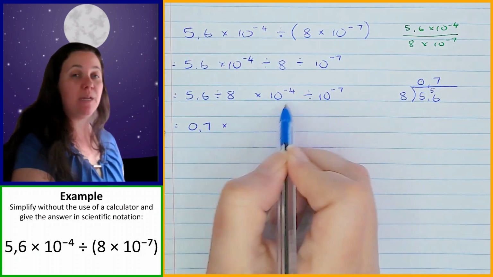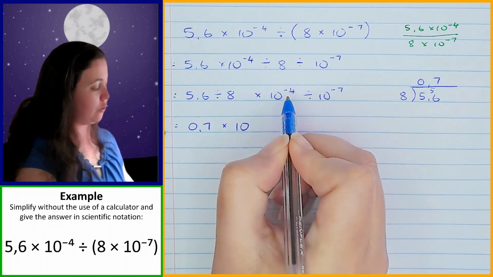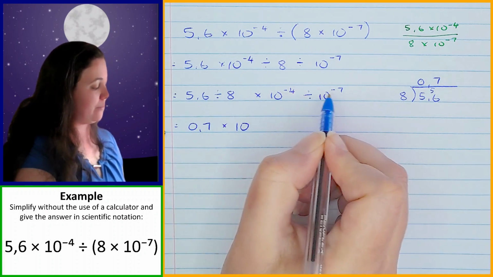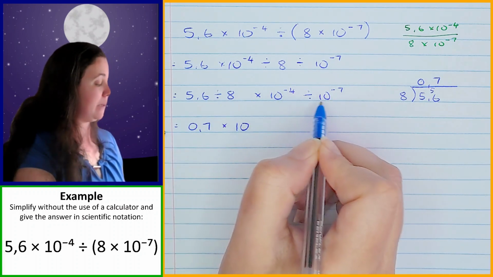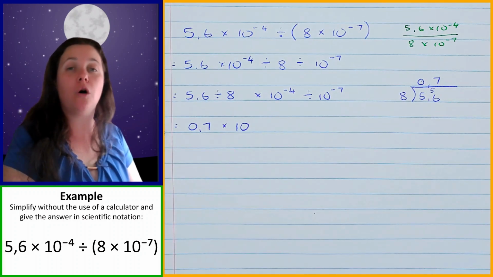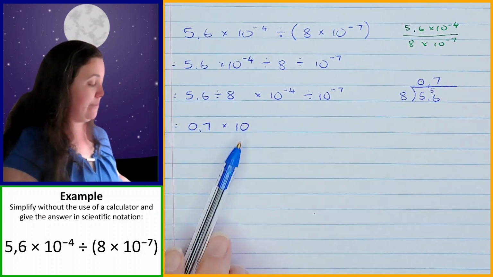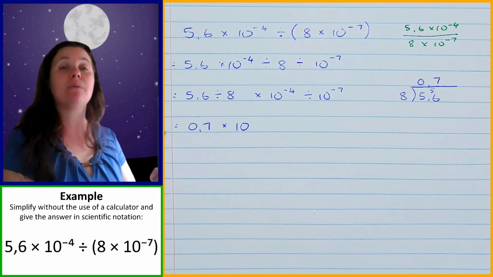Now over here, this is going to be a little bit more tricky because I've got negatives. So it's 10 to the power of negative 4 divided by 10 to the power of negative 7. Now, you need to remember that when you are dividing powers of the same base, our rule is the base stays the same, so that's why that's still 10, and then we subtract the exponent.